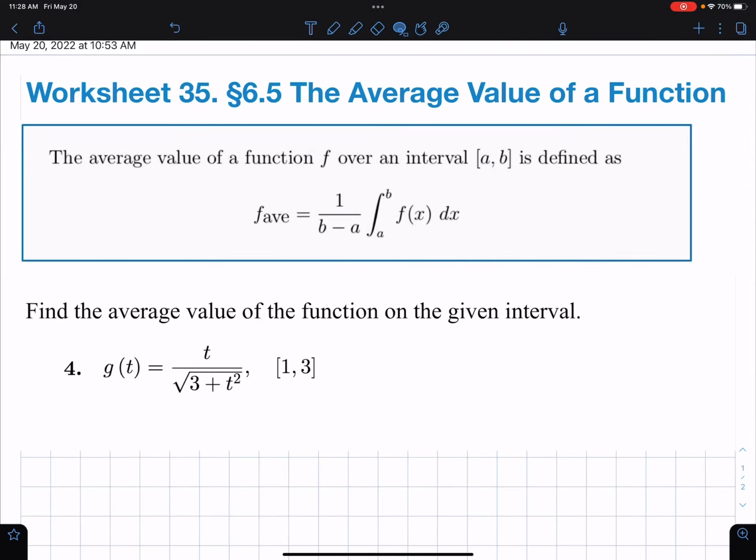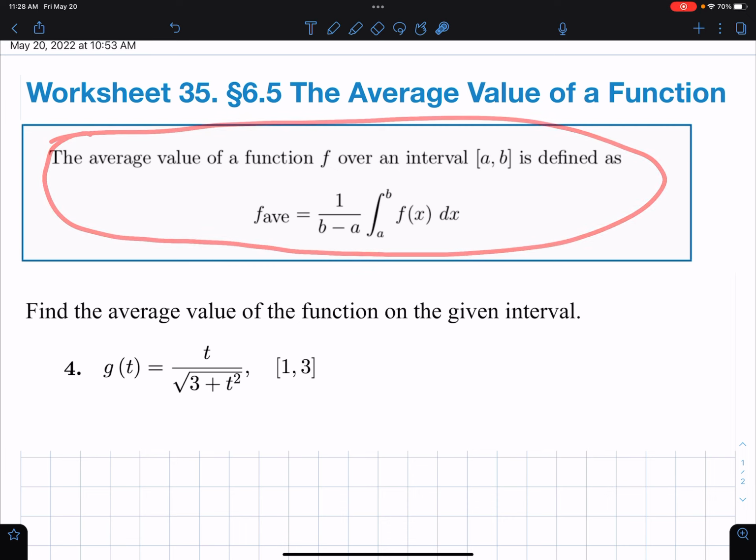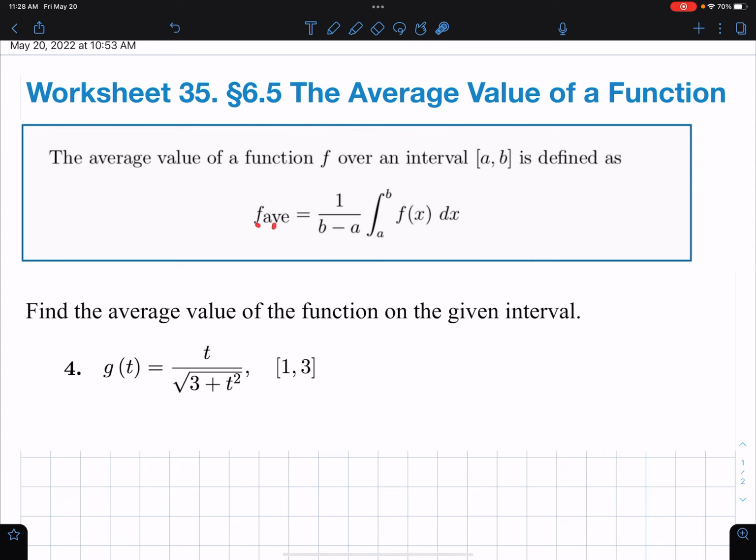Hello everyone, we're going to do a worksheet problem where we find the average value of a function. We use a formula that's given, and it's a simple formula. The average value of a function f, defined over an interval from a to b, is 1 over b minus a, which is the length of the interval, times the integral from a to b of f of x dx.